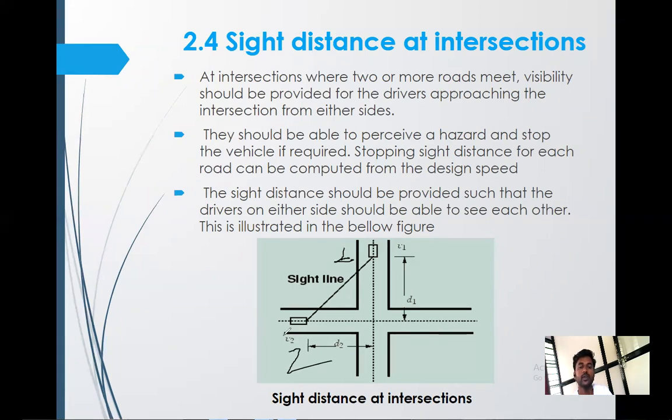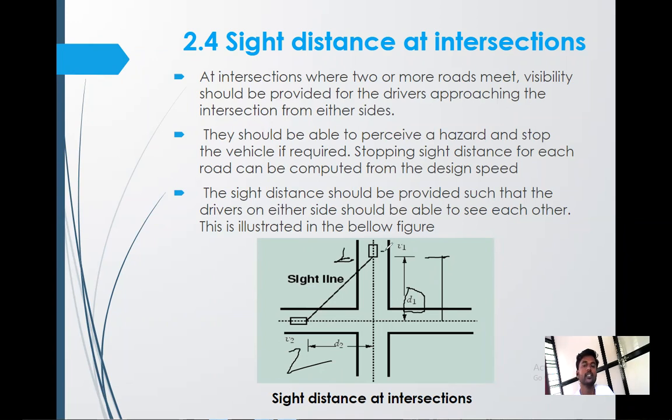Vehicle 1 as well as vehicle 2, the driver should be visible to each other. What are D1 and D2 here? The D1 distance and D2 distance, these distances are stopping distance. It means that minimum this much distance should be available at the intersection to stop the vehicle as per the design speed of that road.